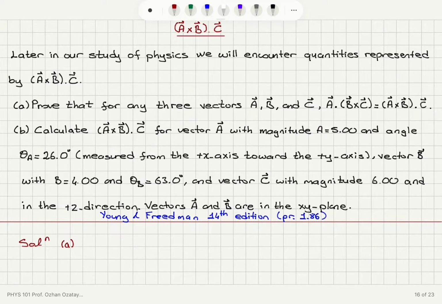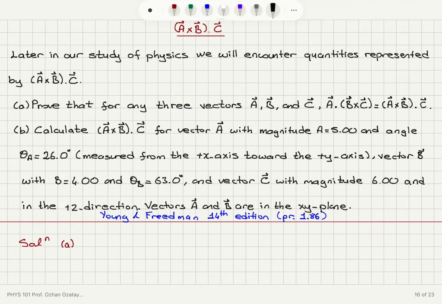Calculate (A cross B) dot C for vector A with magnitude 5, angle 26 degrees measured from the x-axis toward the positive y-axis, vector B with magnitude 4, angle 63 degrees, and vector C with magnitude 6 and in the positive z direction. Vectors A and B are in the xy plane.